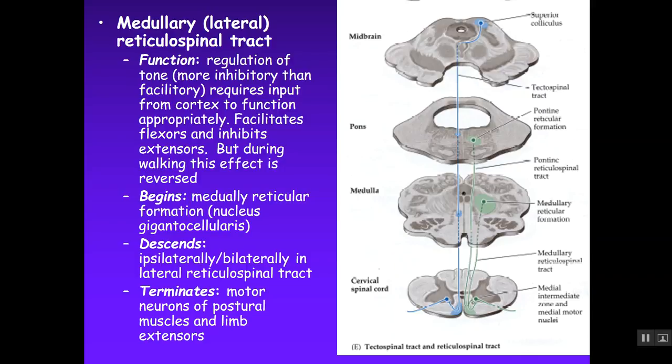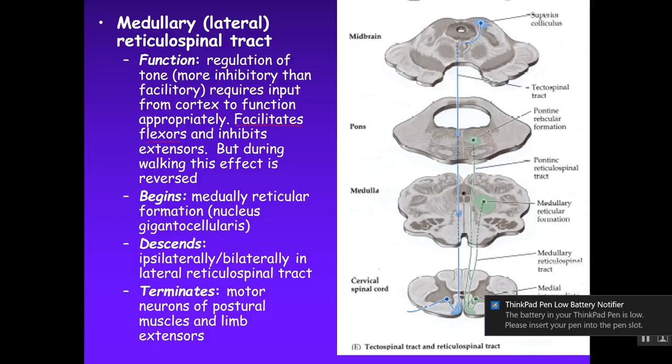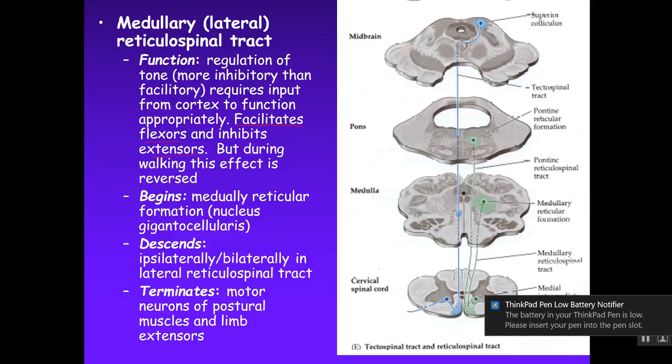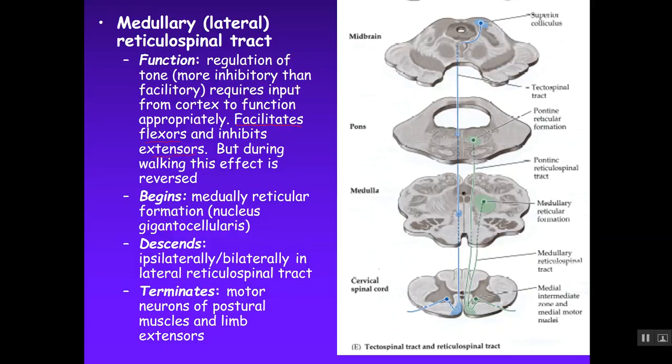But it requires input from the cortex to do that job effectively, okay? In order to play its somewhat inhibitory role, it requires normal influence from the cortex to do that role properly. If you have damage up in the cortex, this guy no longer does its inhibitory role and things get too excitatory. And what it does then is it over-facilitates flexors and inhibits extensors, okay? But during walking, that is a little bit of a reversed effect. Don't worry about some of that detail at this point.